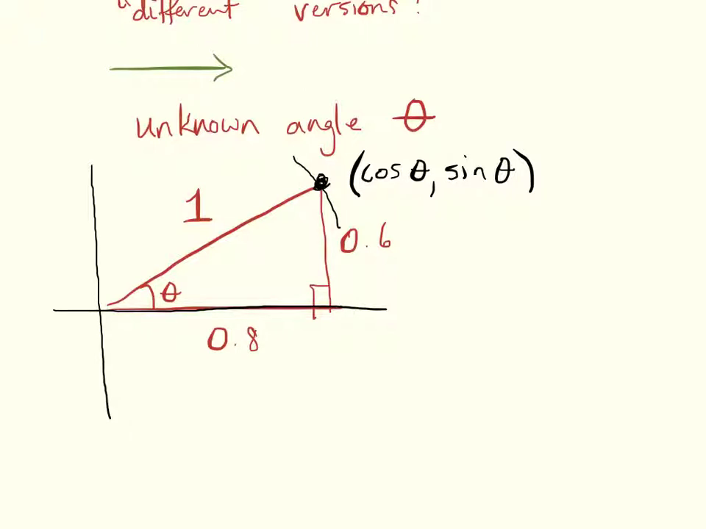But we have this triangle, and we're sure that the adjacent to theta is 0.8, and the opposite to theta is 0.6. According to our unit circle understanding of trigonometry, that means that cosine theta is 0.8 and sine theta is 0.6. So the question is, how do we get SohCahToa from this?